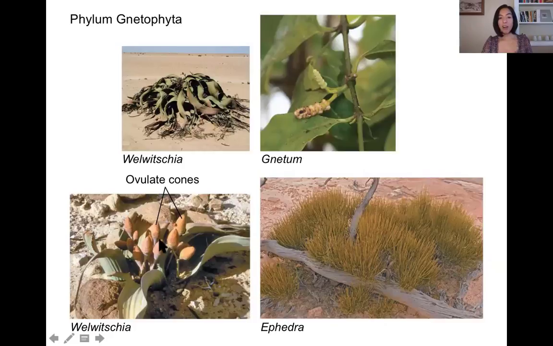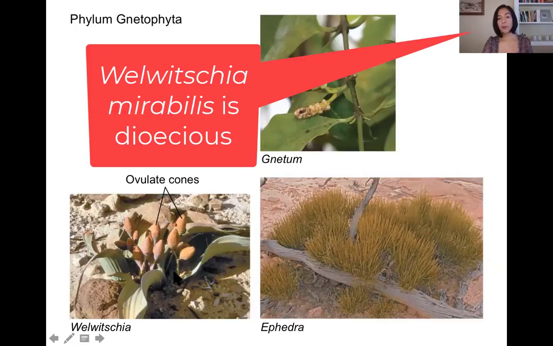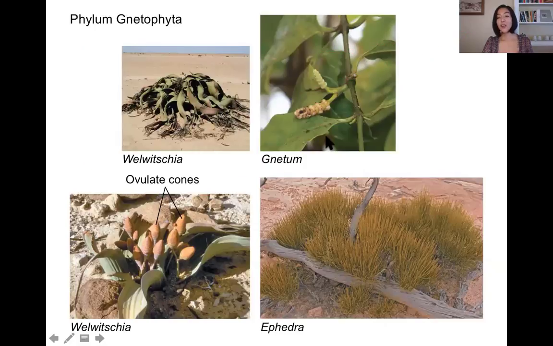And here we have the ovulated cones of this species, Welwitschia. And we also have some male structures, but it's not visible in this picture. Another genus is Gnetum. And Gnetum is present in North America. And the third genus is Ephedra.